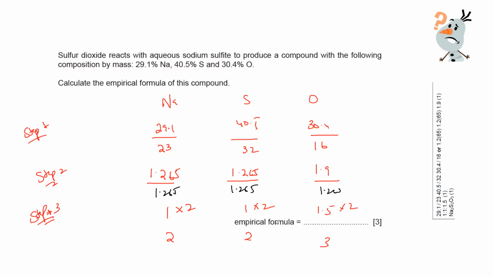So what is the empirical formula of this compound? This compound contains 2 sodium, 2 sulfur and 3 oxygen. So the formula will be Na2S2O3. Is it clear?